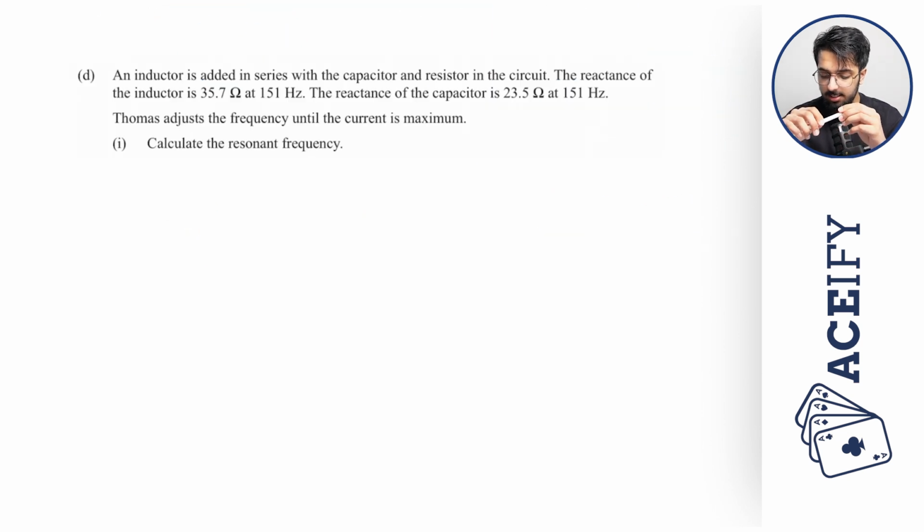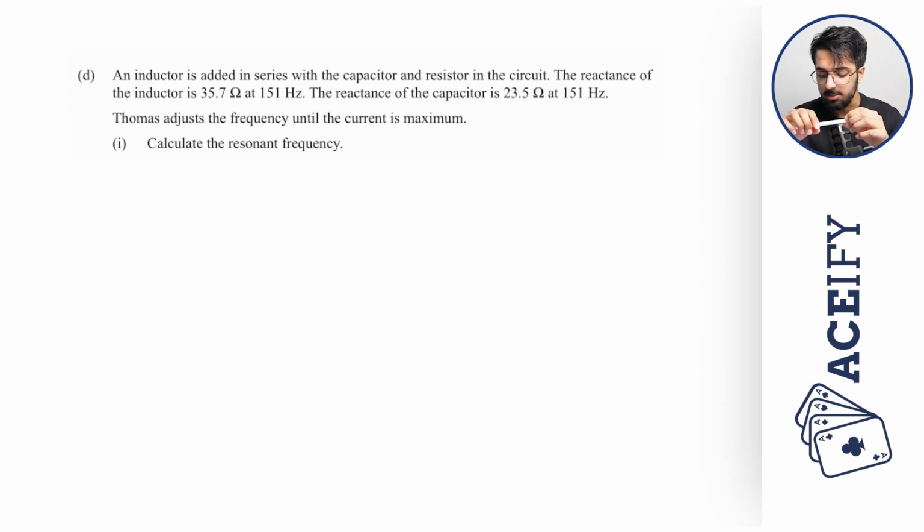An inductor is added in series with the capacitor and resistor in the circuit. The reactance of the inductor is 35.7 ohms at 151 Hz. The reactance of the capacitor is 23.5 ohms at 151 Hz. Thomas adjusts the frequency until the current is maximum.